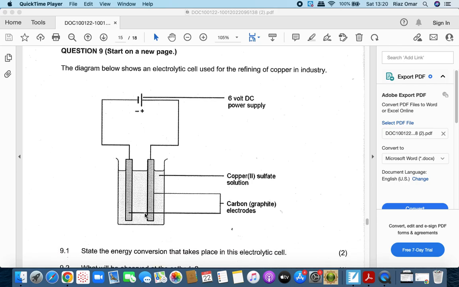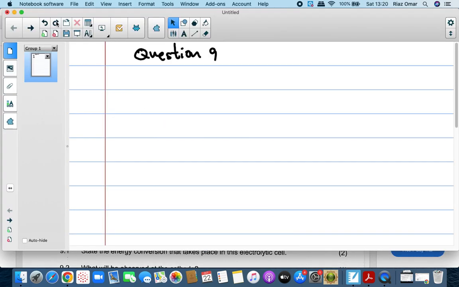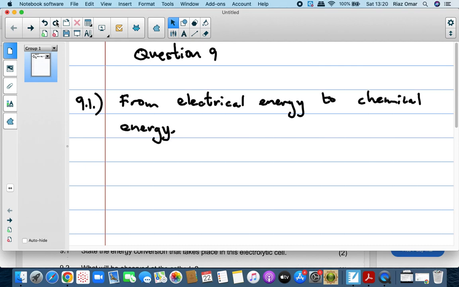State the energy conversion that takes place in the electrolytic cell. So here we've got electricity, and then the electricity causes some chemical reactions. So we can say, question 9.1, from electrical energy to chemical energy. That will be the answer for question 9.1.